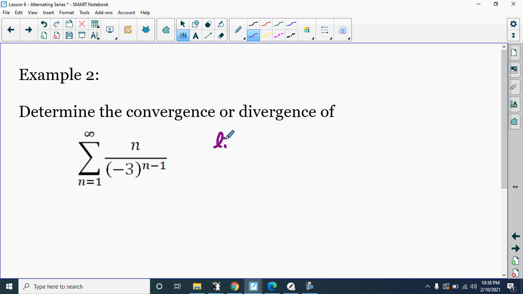We want to check the two conditions of the alternating. We can evaluate the limit as n goes to infinity. We're going to take out the alternating part, which is the negative here. Really, this is like negative 1 to the n minus 1 times 3 to the n minus 1. So I'm going to take out the alternating part. So we've got n over 3 to the n minus 1. Plug in infinity, I've got an infinitely big number on the top and an infinitely big number on the bottom. So we use L'Hopital's rule.